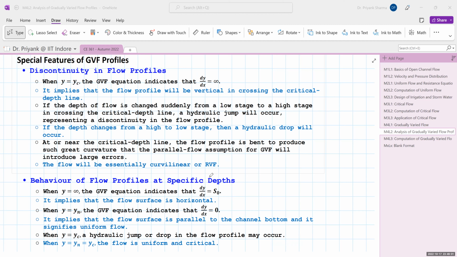Now, next is behavior of flow profiles at some specific depths. When y is infinity, your dy by dx is s naught. That means flow surface is horizontal. So that is again known to you. When y is equal to yn, your dy by dx is 0. That implies your flow surface is parallel to channel bottom and it is a uniform flow. And when y is equal to yc, a hydraulic jump or drop in the flow profile may occur. And lastly, when y is equal to yn is equal to yc, the flow is uniform and critical. So this behavior occurs at different depths.